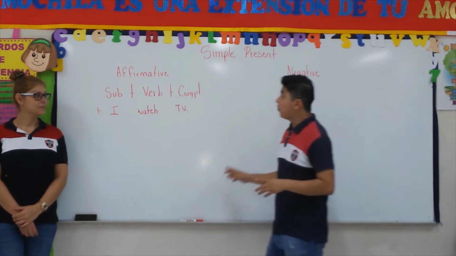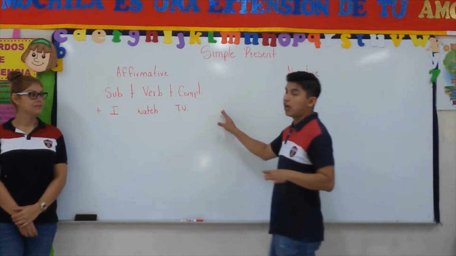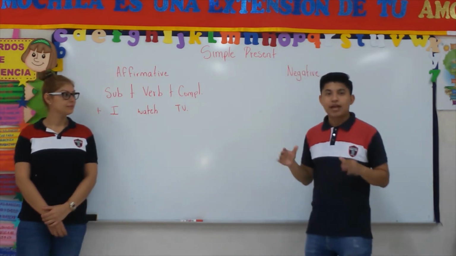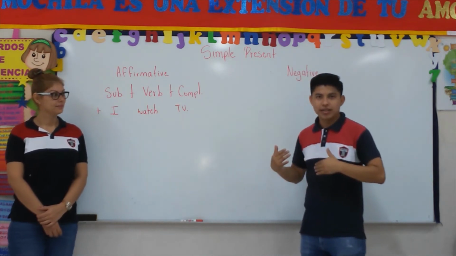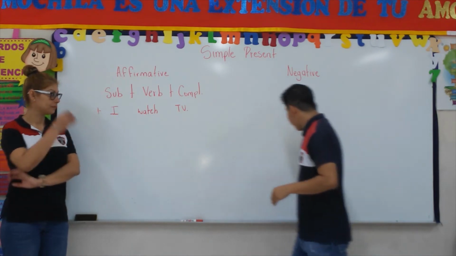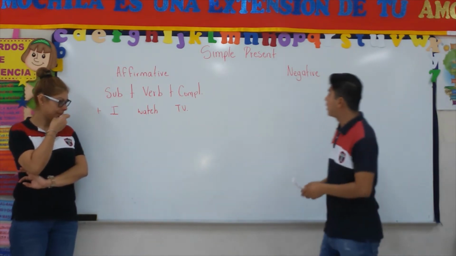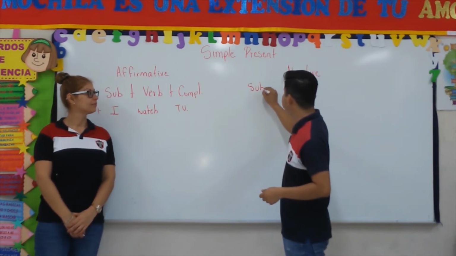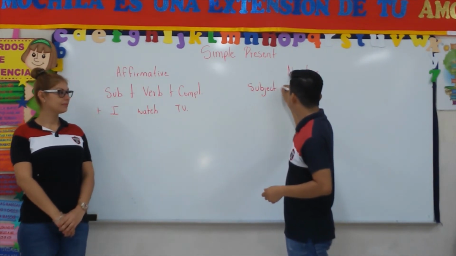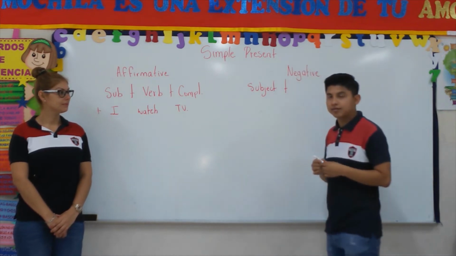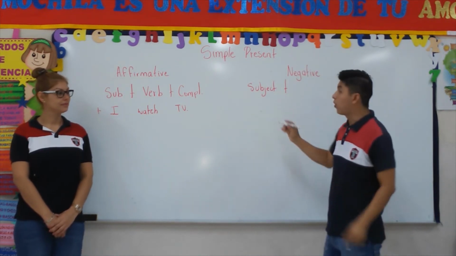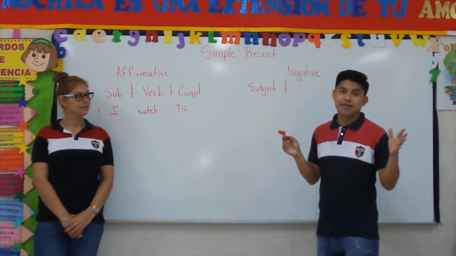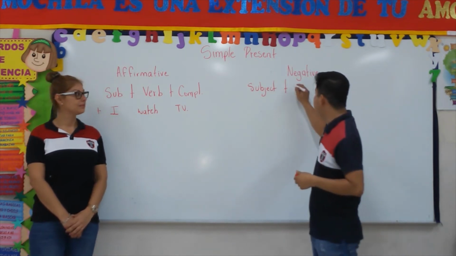So if you want to talk about the simple present but in negative form, the rule changes. Yeah? In this case, we have the negative form, the subject, that's gonna be the same one, subject, plus the negative form, we have two kinds of auxiliary. Okay, that's the same auxiliary. Is the auxiliary do?